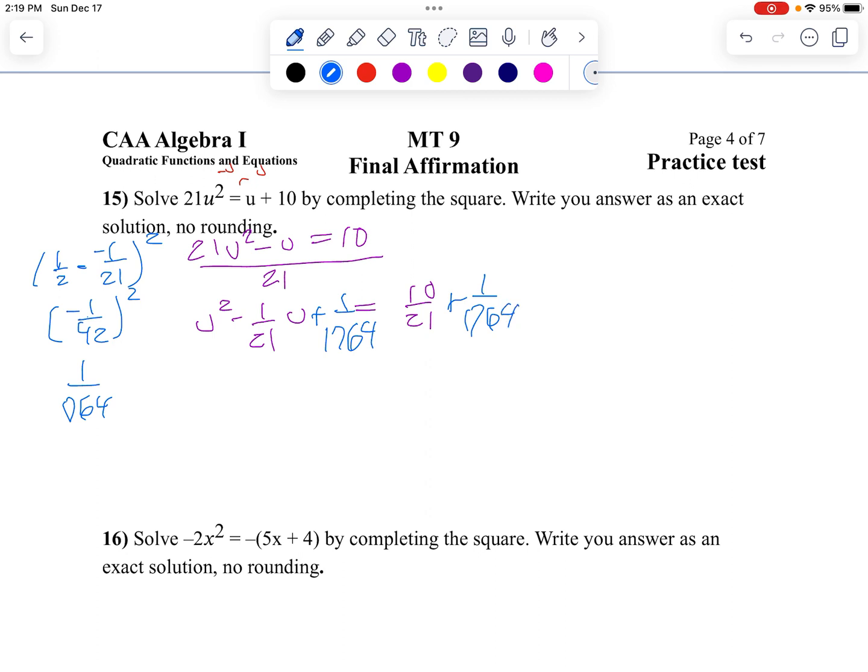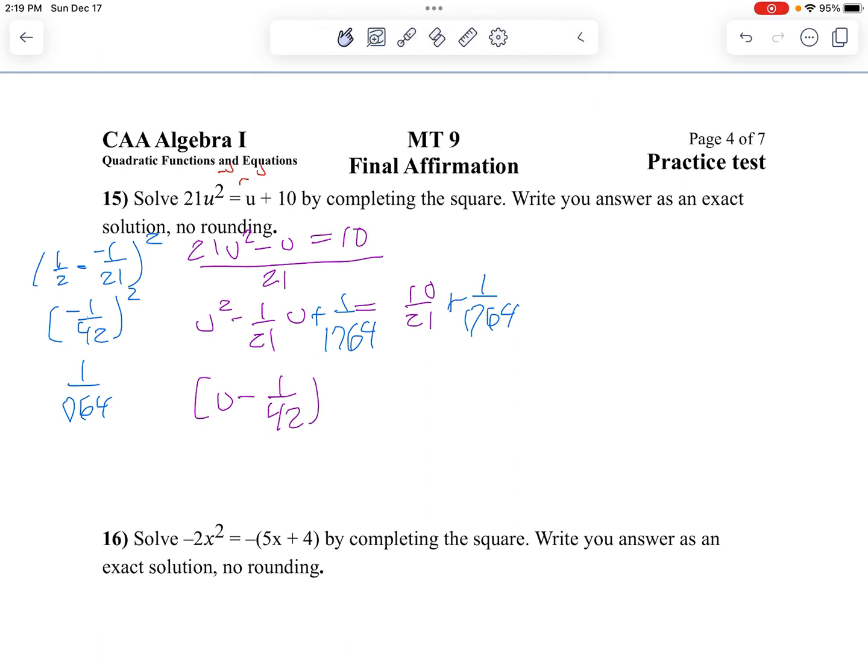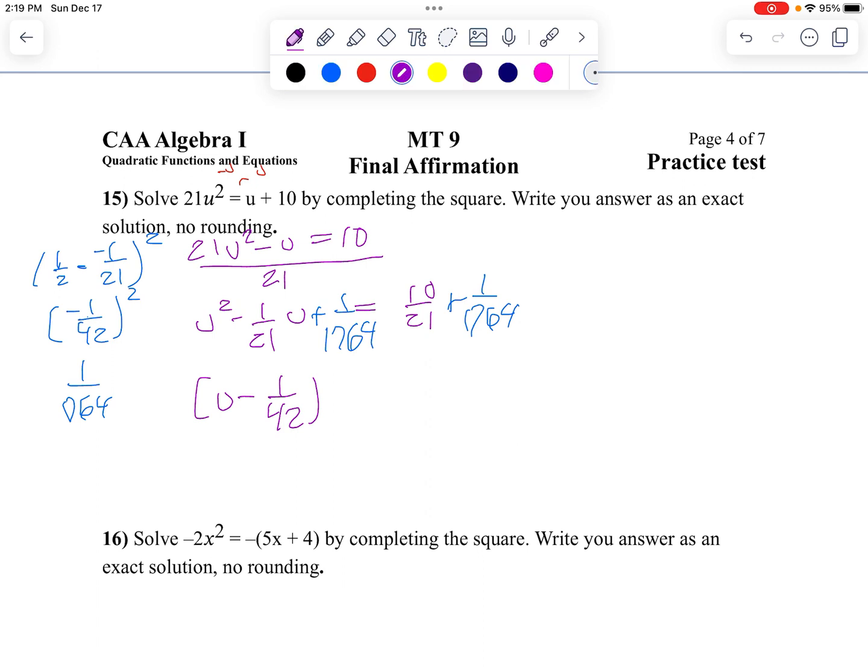Now I'm going to factor that left-hand side because I made it a perfect square by adding 1 over 1764. That's u minus 1 over 42, because the square root of 1 over 1764 is 1 over 42. Now I've got to combine my fractions here, but notice I have a common denominator.